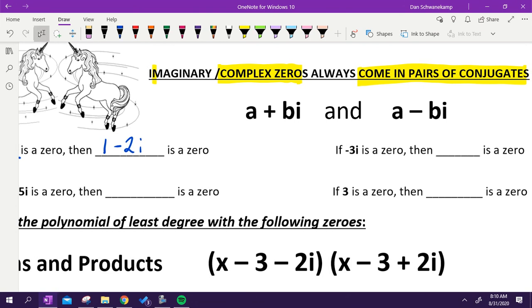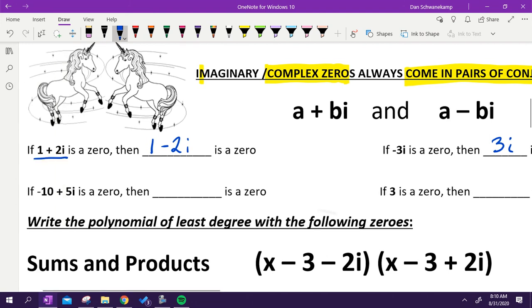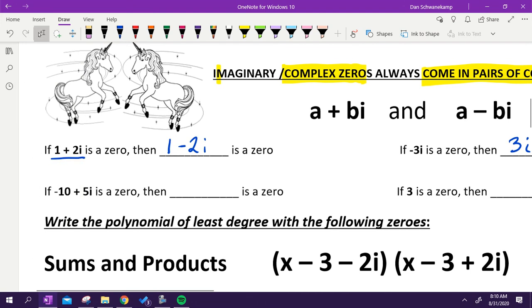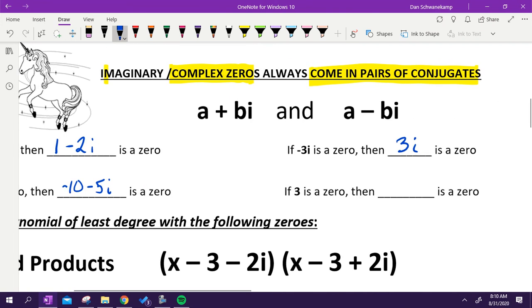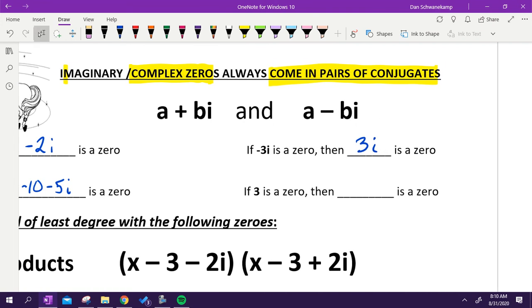If negative 3i is a 0, what else is going to be a 0? Positive 3i. Negative 3i goes with positive 3i. Negative 10 plus 5i. Tell your neighbor, what's its conjugate going to be? Negative 10 minus 5i. Good. We changed the plus to a minus. If 3 is a 0, then what else is a 0?